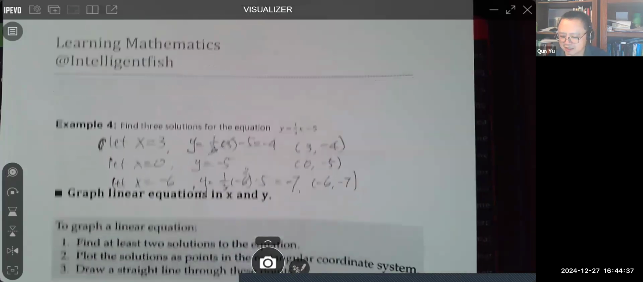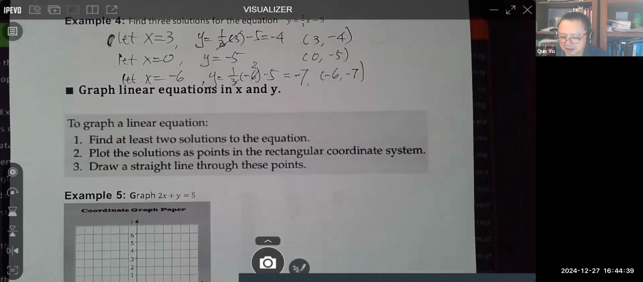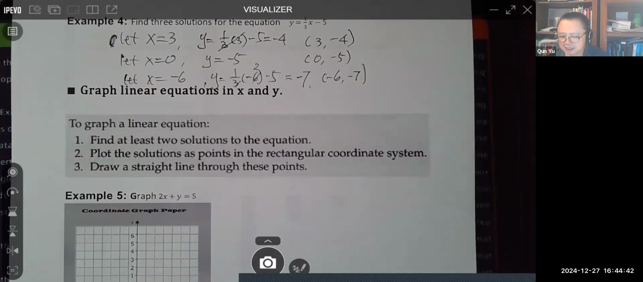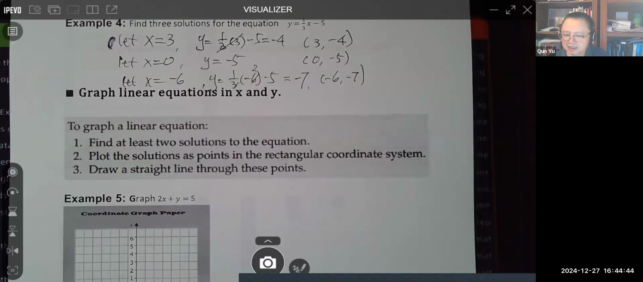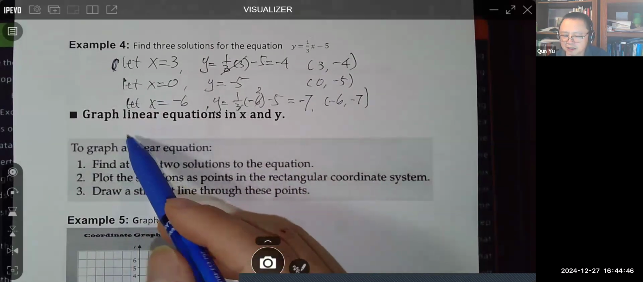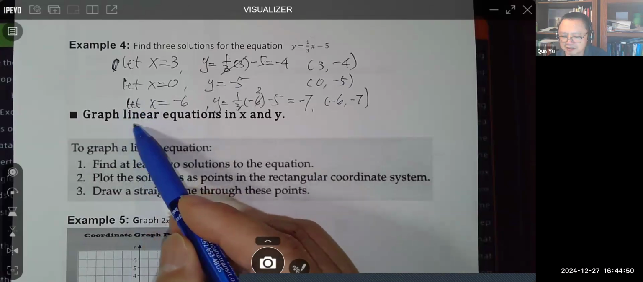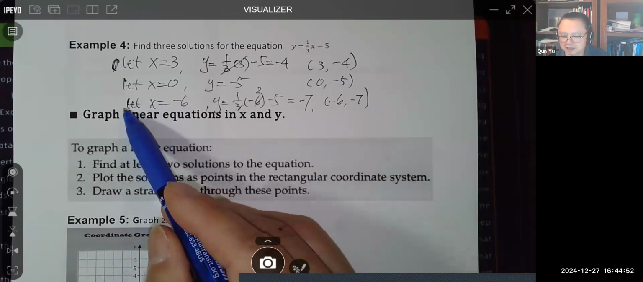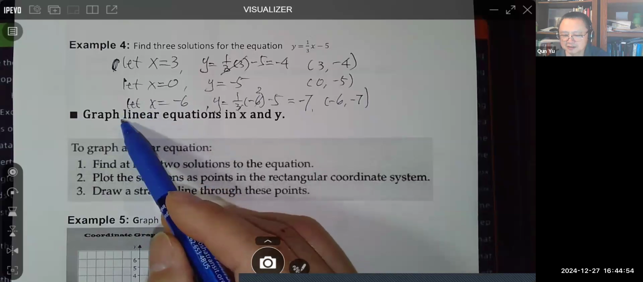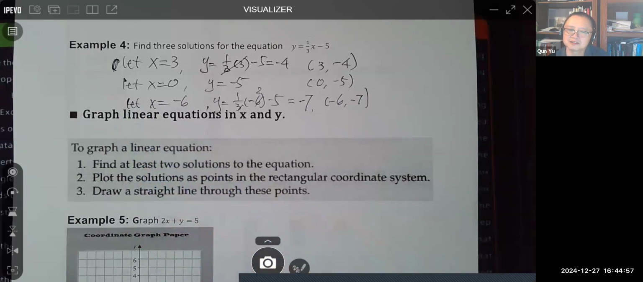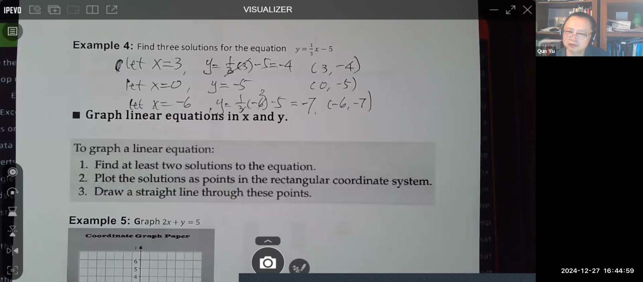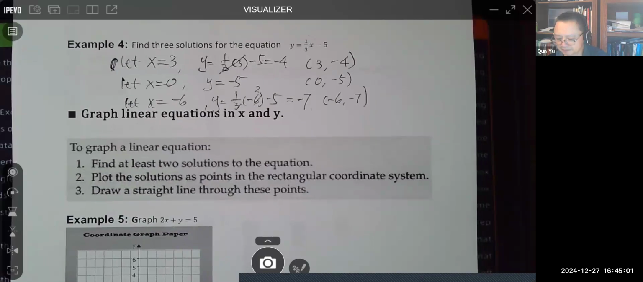Okay, now finally, we are going to look at how to graph linear equations in x and y. Look at the first 4 letters in this word linear. What's the word in the first 4 letters? That's a line, right? So linear equation means whose graph is a line.